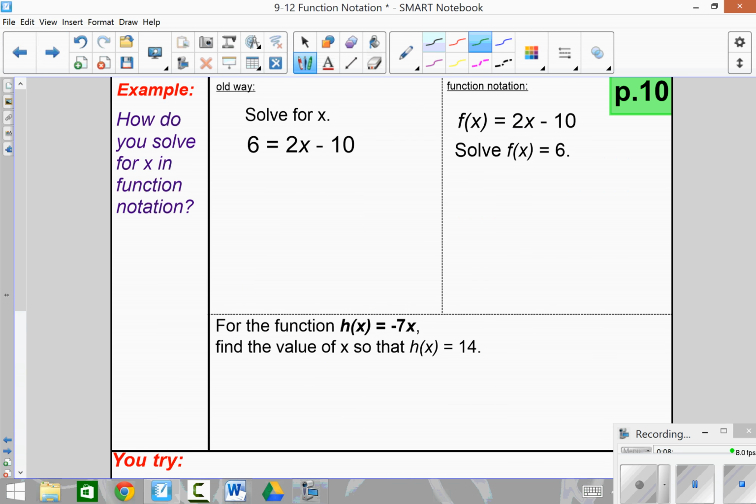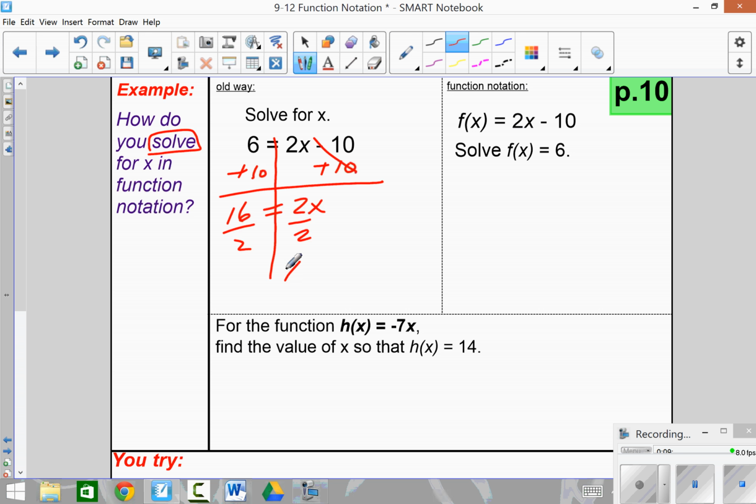All right, now we just evaluated. Next part is, how do you solve for x in function notation? Okay, so old way would have been this, solve for x. 6 equals 2x minus 10. Well, you guys would have used SADMAP, inverse operations. You would have added 10 because it's a minus 10, so you got 16 equals 2 times x. Then you would undo this by dividing by 2, and 16 divided by 2 is 8. Okay, so that would be the old way.